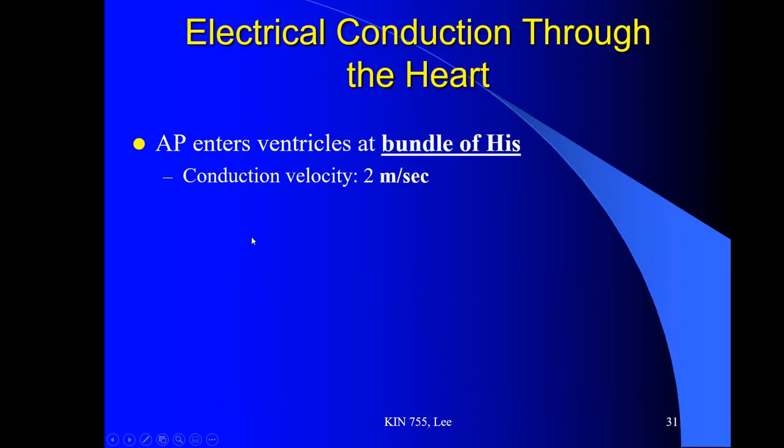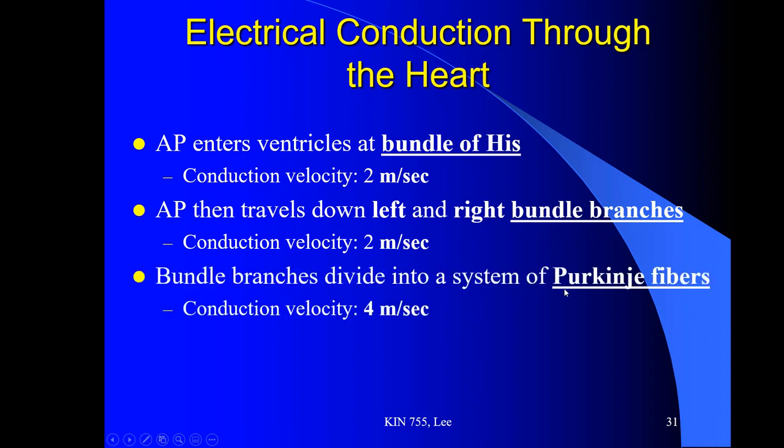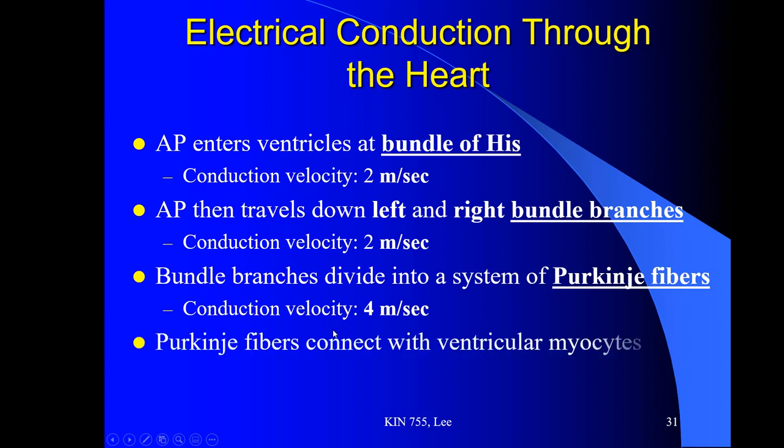All right, then action potential is going to go to the bundle of His, and then it's really moving. Look at the speed, really jumped up. And then as it goes down the bundle branches, about the same speed. And then by the time it gets to Purkinje fibers, the electricity is really flying through the heart. So 4 meters a second. So you can see that the speed changes throughout the different parts of the conduction system.